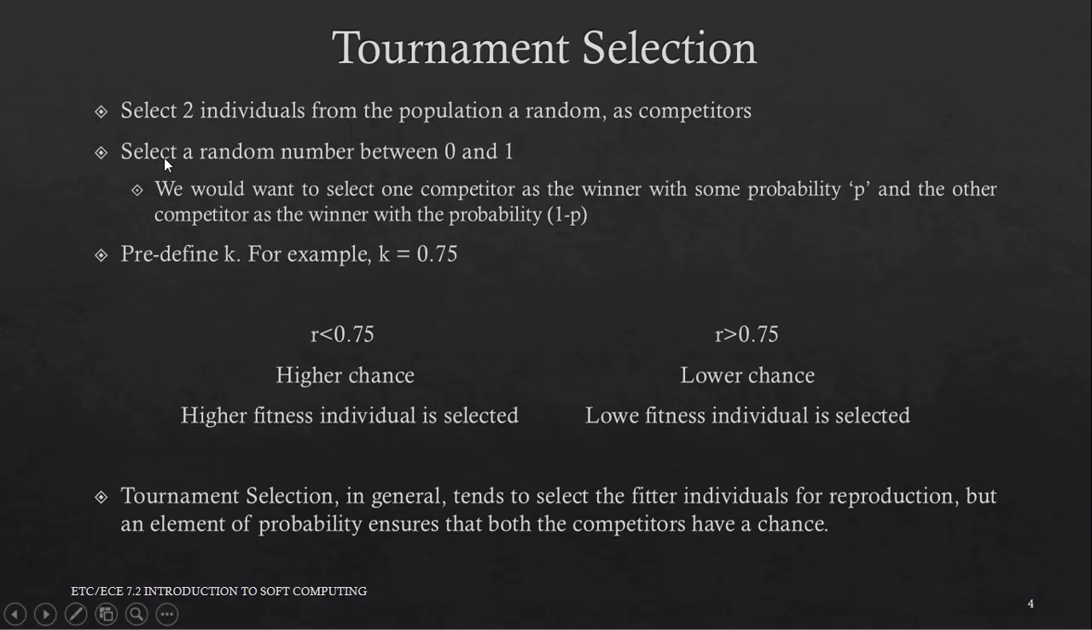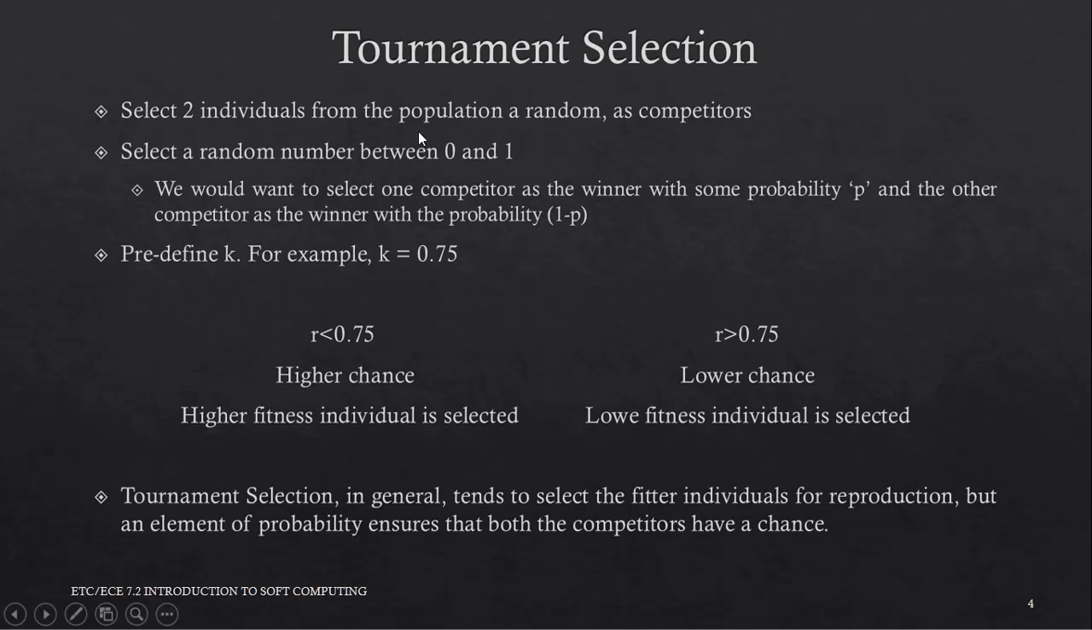Now a random number is selected which lies between 0 and 1. We will use this random number to declare either one of the competitors as a winner. This is where it gets interesting. How do we declare one of the competitors as a winner? On what basis? Their fitness?